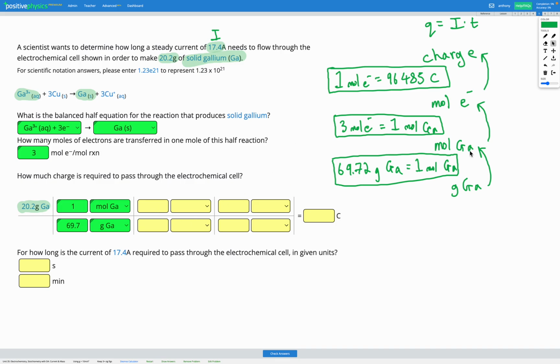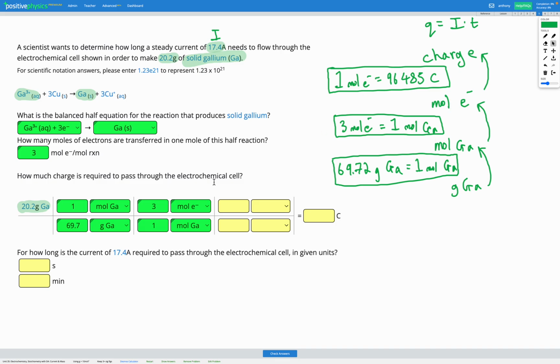In our next step, we're going from moles of gallium to moles of electrons. So moles of gallium is going to go on the bottom, so it will cancel out. Moles of electrons is going to go on the top. Then we need to make the top and bottom of our fraction equal. So 1 mole of gallium is equal to 3 moles of electrons, and we got that from our balanced half equation.